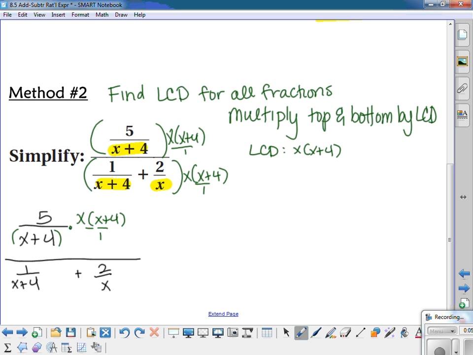And if it helps you to write the over 1, you can. And then I'm doing the same thing here. x times x plus 4. x times x plus 4.